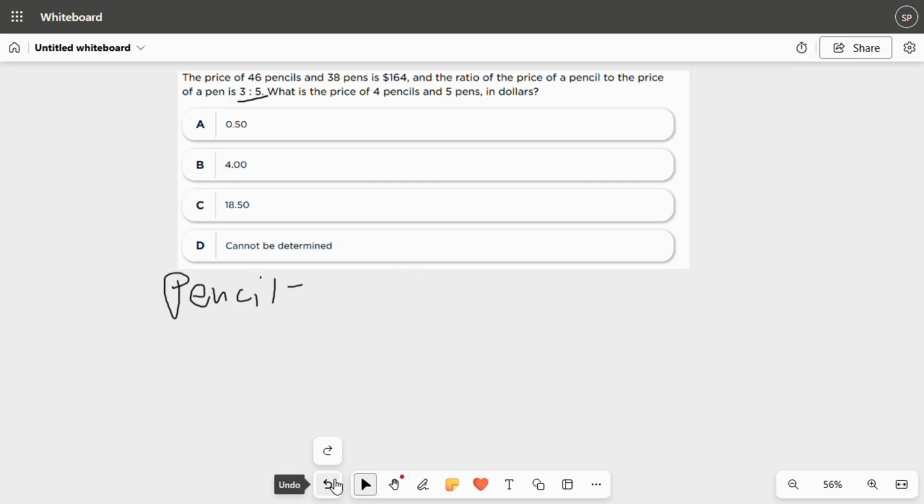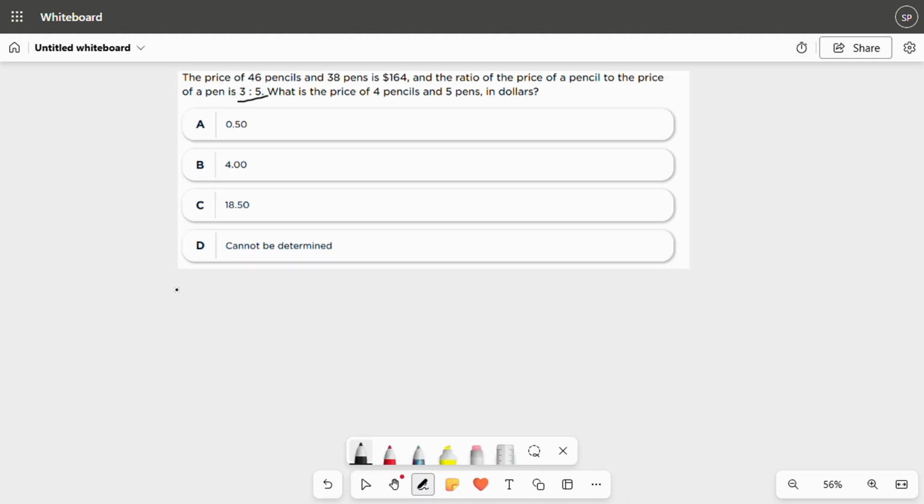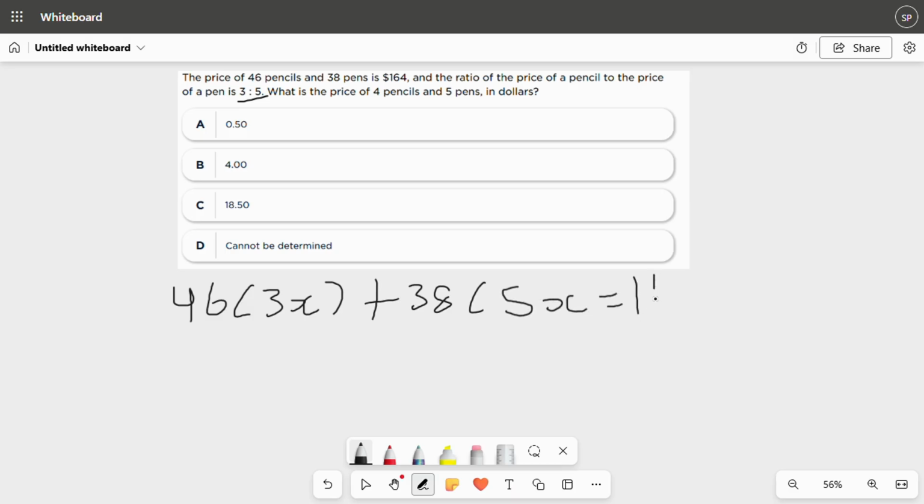Okay, so now we can start our equation. We could do 46 times the price of pencils, 3x, plus 38 times the price of pens, which is 5x, and that is all equal to 164. So let me get my calculator out really quickly.